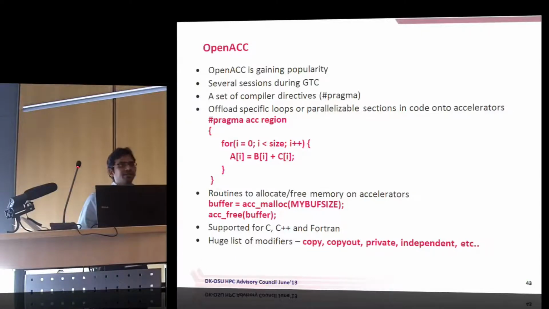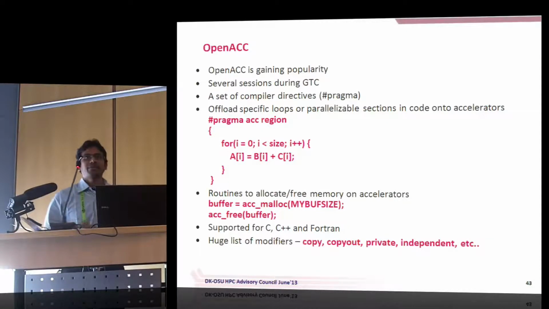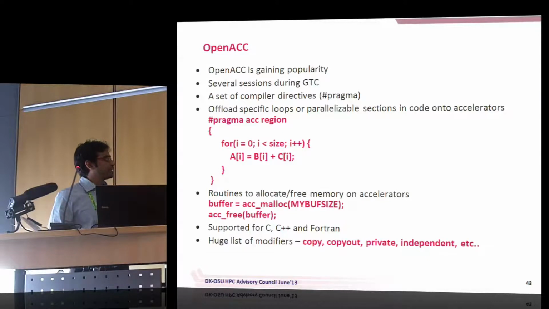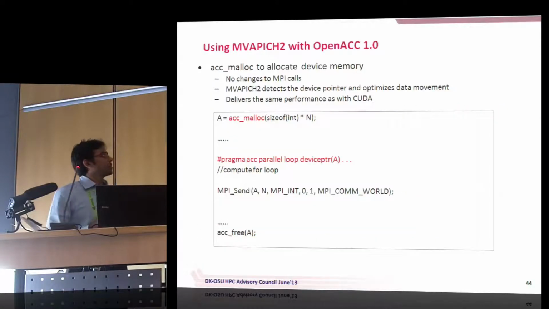Now, going on to OpenACC. OpenACC is gaining a lot of traction in the community right now. It provides an easier way for users to take advantage of the compute power of GPUs using simple compiler directives. OpenACC also provides a library call called acc_malloc to control allocation of GPU memory. At the same time, it provides a long list of modifiers to optimize data movement between the GPU and the CPU. So what we have explored is how one can use a CUDA-aware library like MPI with OpenACC.